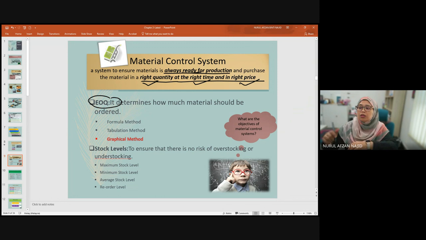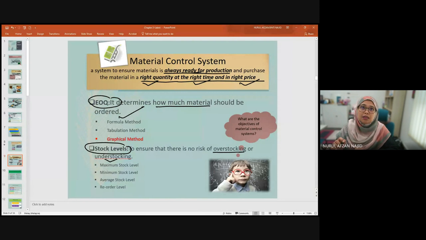Then kita ada stock level. Stock level ni dia akan ensure that there is no risk about the overstocking and also the understocking. Okay, EOQ dia akan determine how much, berapa banyak yang kita perlu order. So this is the system yang kita boleh gunakan untuk memastikan material itu always ready for production. So kita fokus dengan EOQ first.